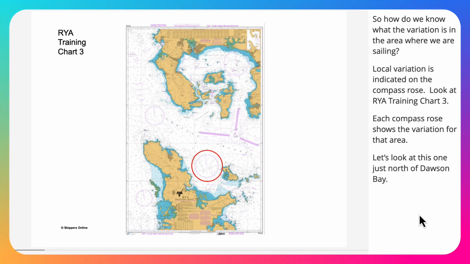So, how do we know what the variation is in the area where we are sailing? Local variation is indicated on the compass rose. Look at RYA Training Chart 3. Each compass rose shows the variation for that area. Let's look at this one just north of Dawson Bay.